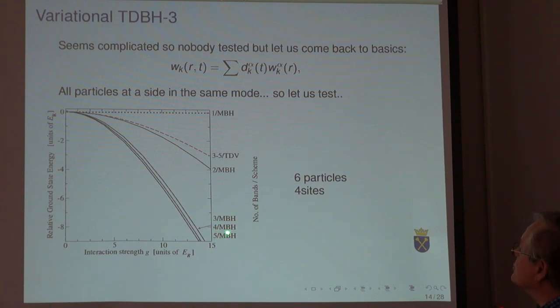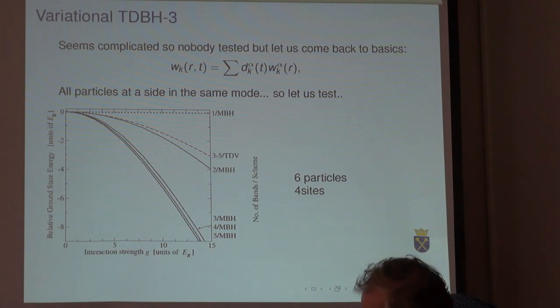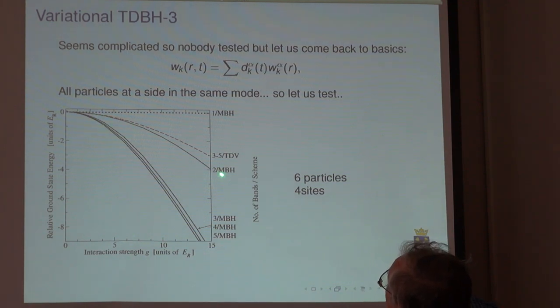Five bands is already something like a 40,000 by 40,000 matrix, so it is enough to make the patient student impatient. So you cannot go much harder, and there is no point. Apparently the method is not working too well for large g. It's comparable to the first two bands for, let's say, moderate g.